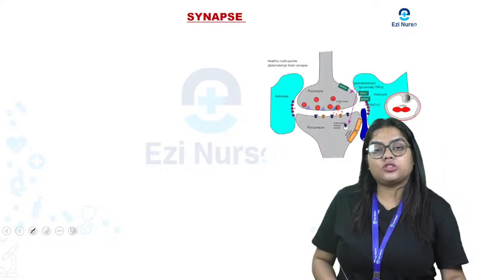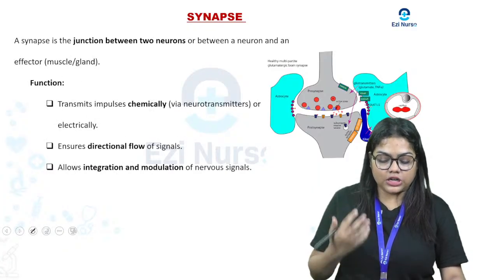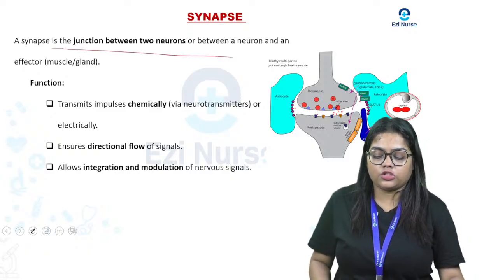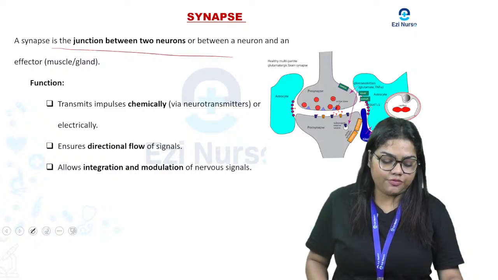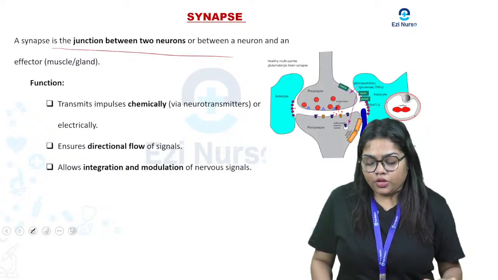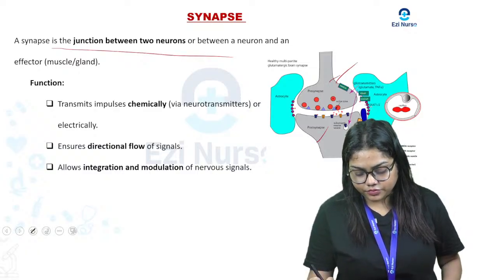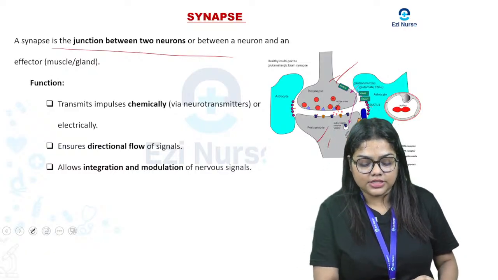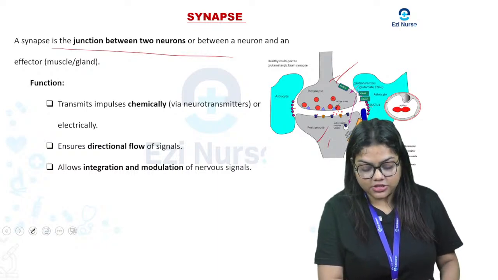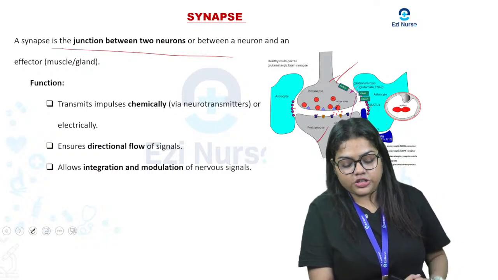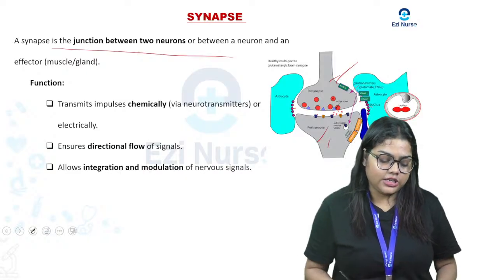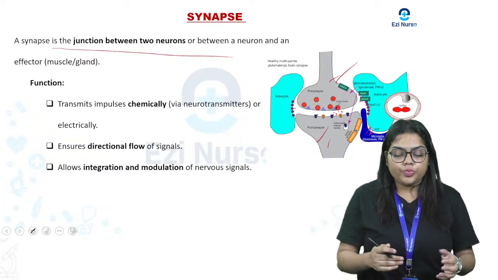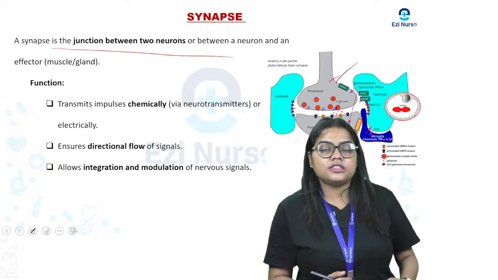What is synapse? Synapse is between two neurons. Okay, the junction of two neurons is called synapse. It is the junction between two neurons, or between a neuron and an effector like muscle and gland. Okay, here you can see. So what is the function of the synapse? Synapse transmits the impulses chemically via neurotransmitters. Okay, the chemicals that transfer the information or impulse are called neurotransmitters, or electrically. It ensures the directional flow of the signals, and it also allows the integration and modulation of nervous signals.